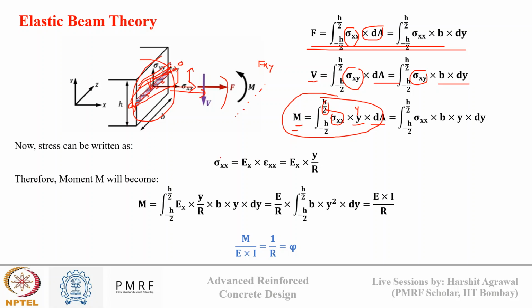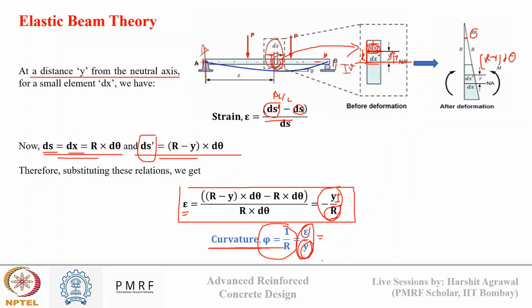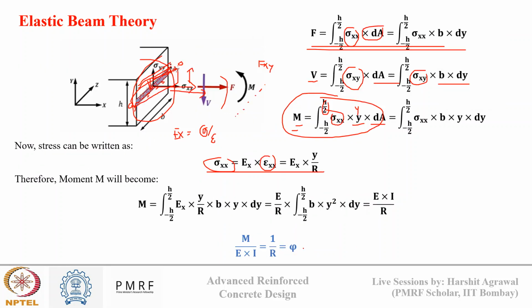Now this stress we can write as follows. We know the modulus of elasticity of a material is equal to stress upon strain, so we can write stress as modulus of elasticity times strain. This is what we have written here: sigma xx is equal to the modulus of elasticity of the material times the strain in that direction. And the strain we have derived from the earlier equation; it is nothing but the distance from the neutral axis upon R. If we substitute this relationship of stress into the above equation, we get this relationship.